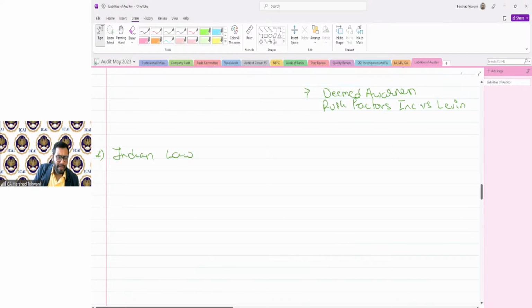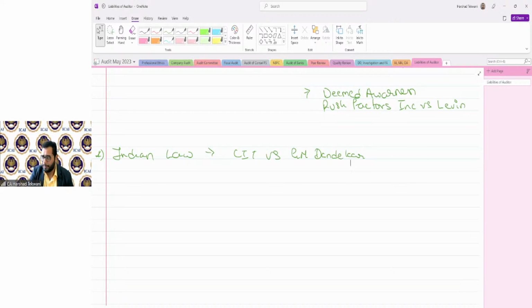Okay, there is one case law. If you want, you can refer, and there are others also. CIT versus GM Dandekar. Okay, so here the decision that auditor's liability to the third party was decided by the Indian courts.